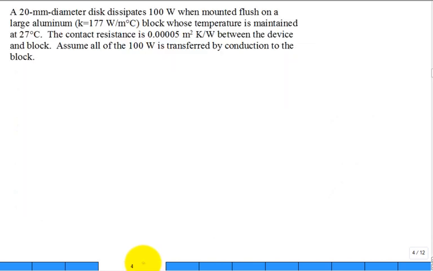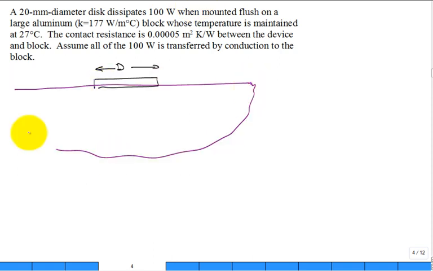Let's solve this problem. You have a 20 millimeter diameter disc, so we'll look at the side of the disc. This is the diameter right there. That's 20 millimeters. It dissipates 100 watts when it's mounted on a large aluminum block. When you hear about a large aluminum block, guess what that block behaves as? Semi-infinite. It's mounted on a very large aluminum block. There's the thermal conductivity of that aluminum. And the large aluminum block is maintained at a temperature of 27 C. Well, that means that far away, it's 27 C.